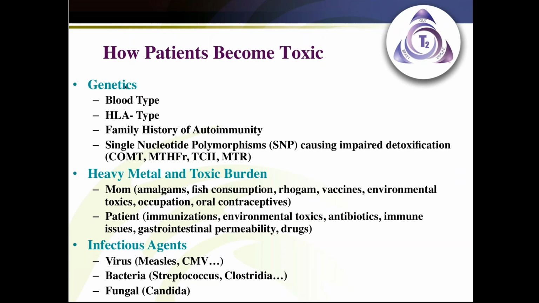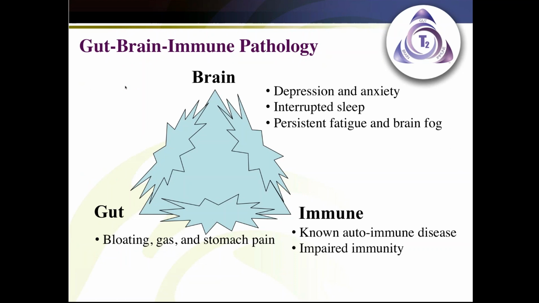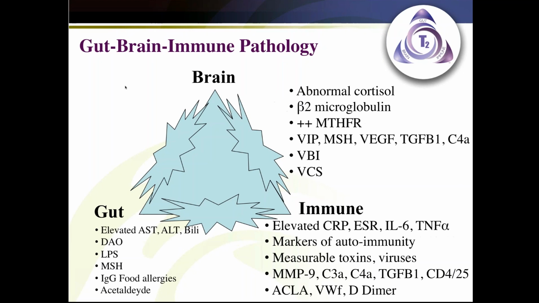So we have this accumulated gut immune brain pathology where patients will have all sorts of gut complaints as well as immune dysfunction, which ultimately can lead to autoimmune disease, but that's not where they start. And then the cognitive and mood-related changes can be relatively profound. I've seen patients with schizophrenia, bipolar, seizure disorder, and it's because of this disruption of gut immune brain.